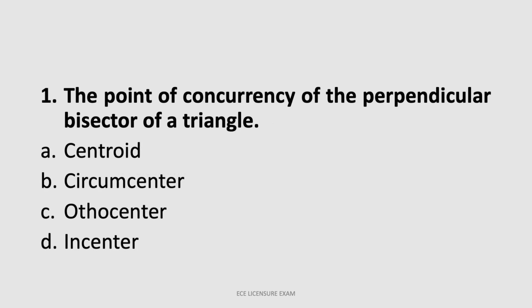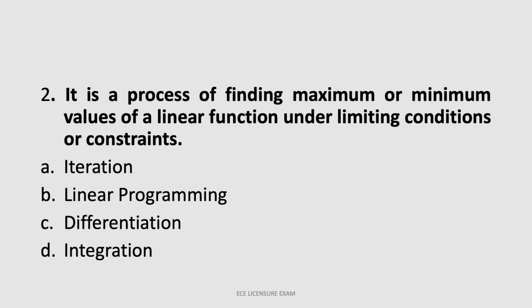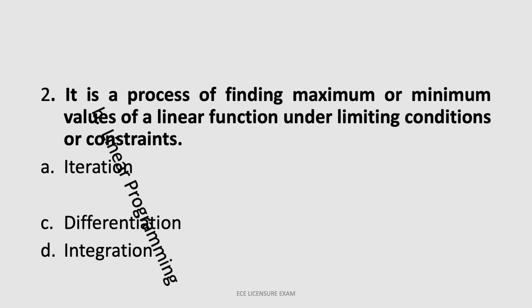The point of concurrency of the perpendicular bisector of a triangle. Circumcenter. It is a process of finding the maximum or minimum values of a linear function under limiting conditions or constraints. Linear programming.